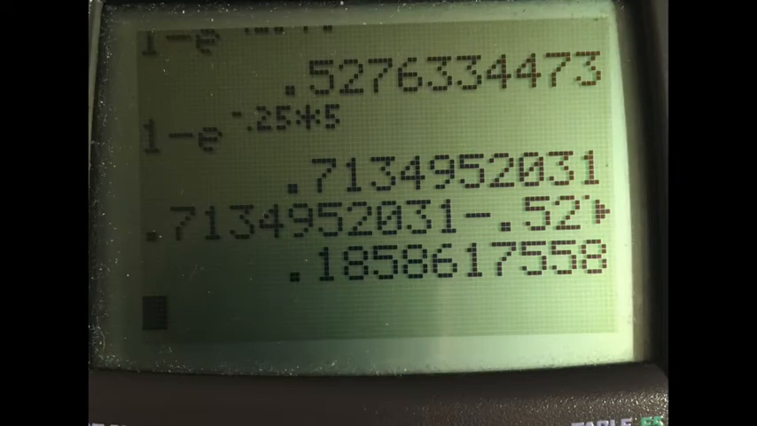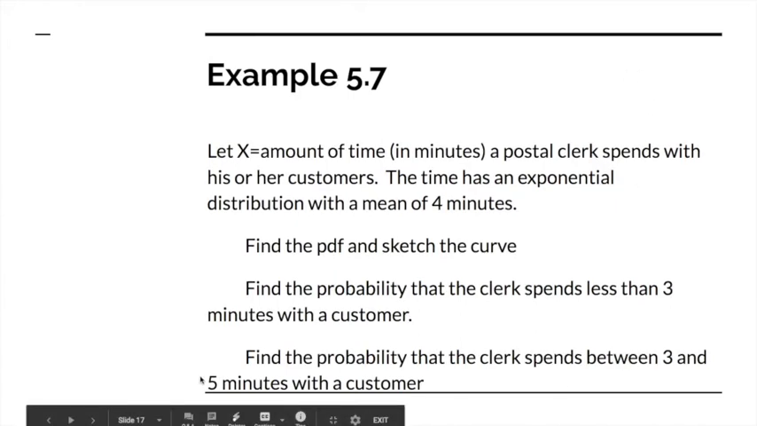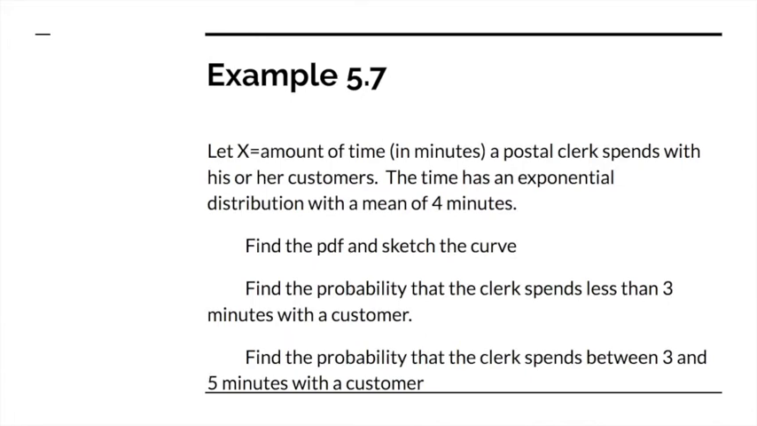Okay, so now we just subtract those two. 0.713 and so on, minus 0.5276, that was our probability for the second part of this example. And when we subtract those two values, what we get is 0.18586, so 0.186. Okay, 0.186 is the probability. So anytime you have a between, like we have here, you want to subtract the two values for those two times. All right, hopefully that makes sense.